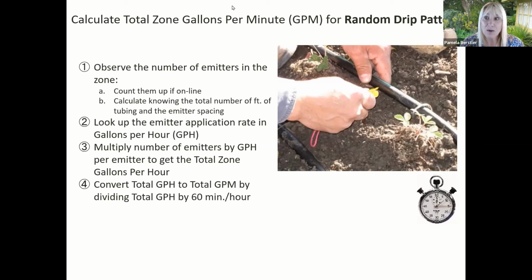So now you're almost there. You have gallons per hour, but you need gallons per minute. So you're going to divide your gallons per hour by 60 because there's 60 minutes in an hour, and that's going to tell you how many gallons per minute you need.